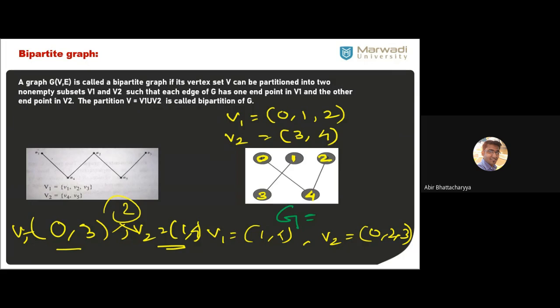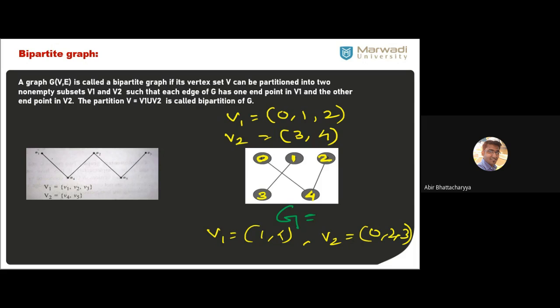0, 1, 2: yes, they are not connected directly. That's why they are in a group. Hello, Mariam, 0, 1, 2 is not connected directly, that's why they are in a group of the partition. All right, I hope it's clear.